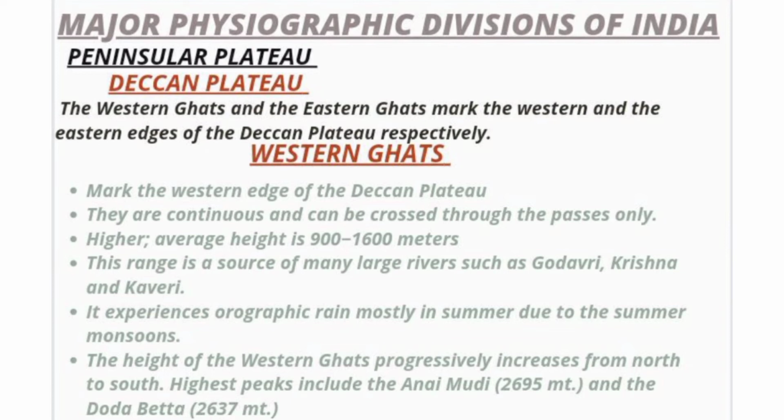It experiences orographic rain mostly in summer, through the summer monsoon. The height of Western Ghats progressively increases from north to south. Highest peaks include Anai Mudi, that is 2695 meters, and Doda Betta, that is 2637 meters.